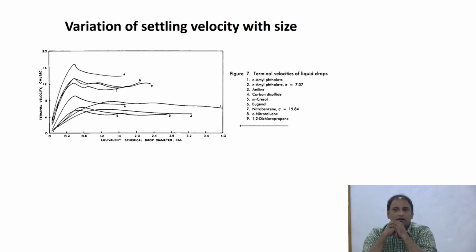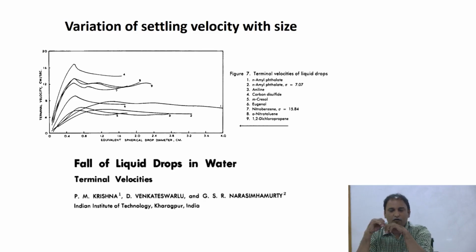Okay, and there are different curves, right? They're numbered from 1 to 9, and they have taken different fluids. For example, 3 is aniline, 7 is nitrobenzene. So basically what we are looking at is a case of fall of liquid drops in water. So far when we looked at settling, we only talked about solid particles, right?